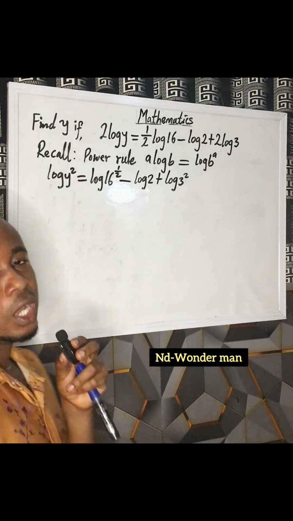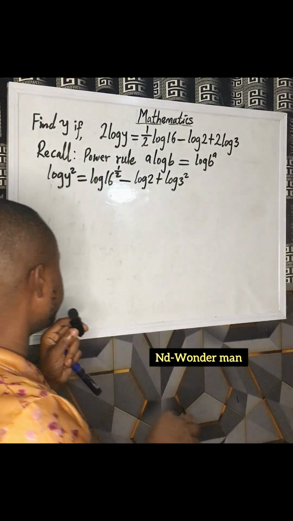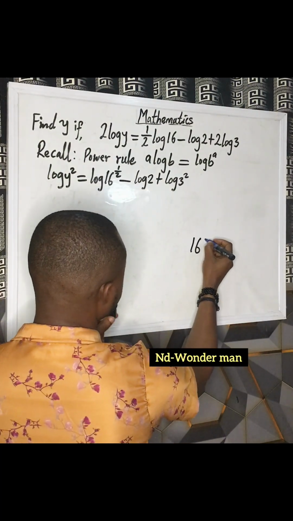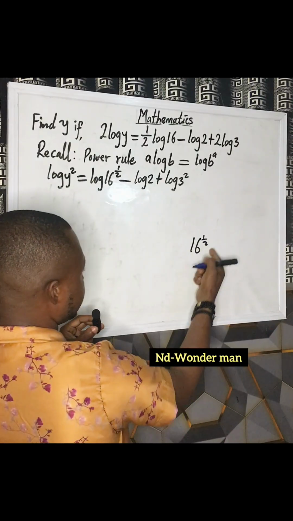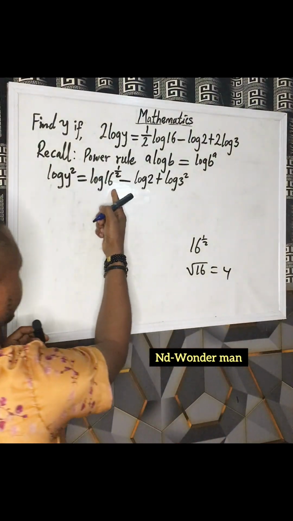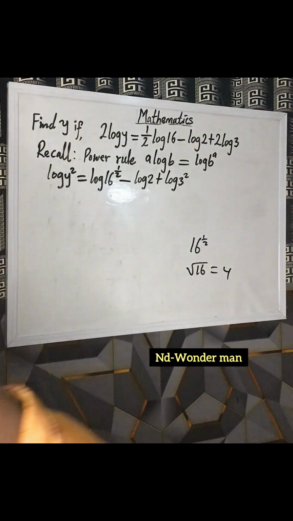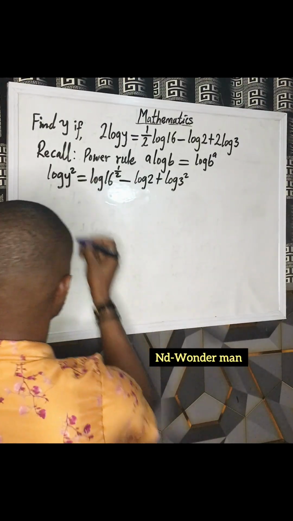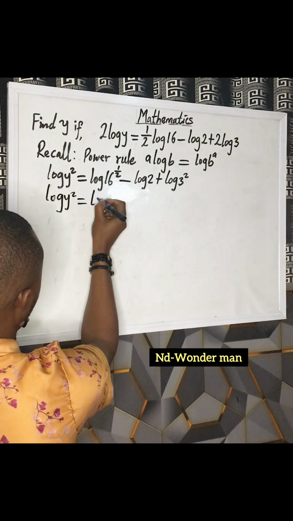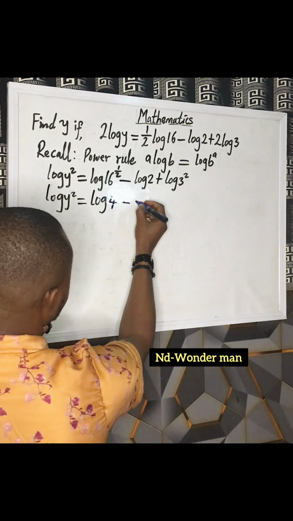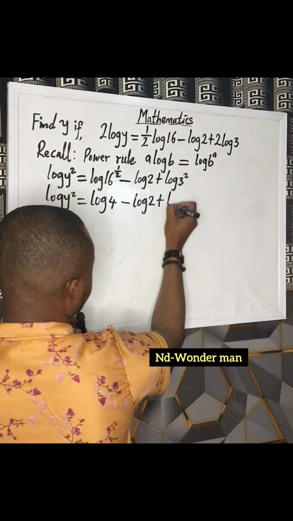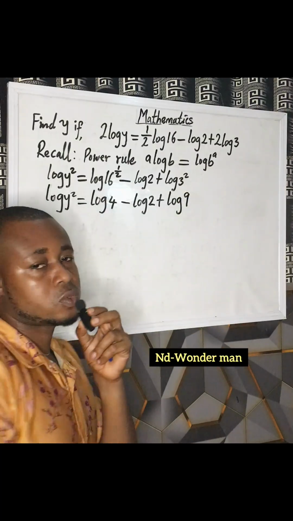Now at this point, I will need to simplify each term. This is log 16 raised to power half. You know, 16 raised to power half is something as root 16. Of course, root 16 is 4. So that is what we have here. Log y squared is equal to log 4 minus log 2 plus, you know what this is? It becomes log 9, because 3 squared is 9.